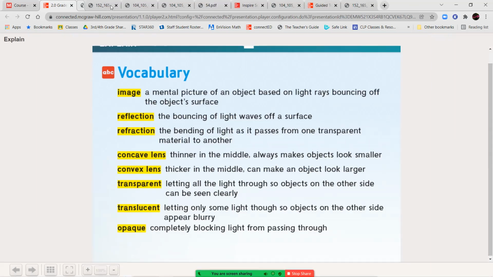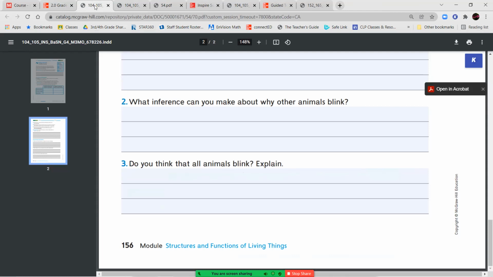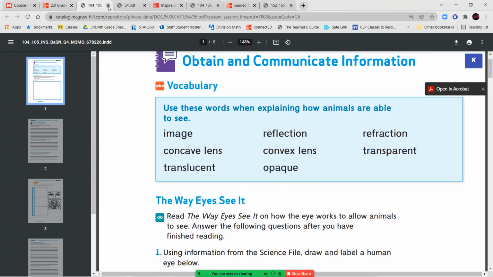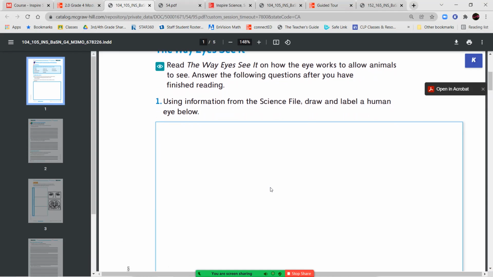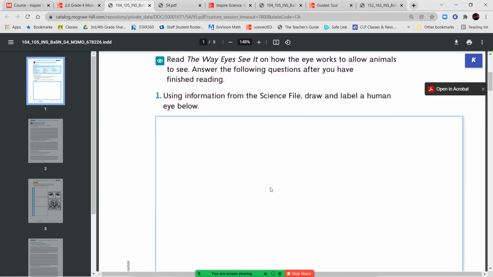All right, let's go ahead and jump into our next part. And we're going to read a handout that's also attached in Google Classroom that's called The Way Eyes See It, on how eyes work to allow animals to see. And then we're going to answer the questions after we finish reading.